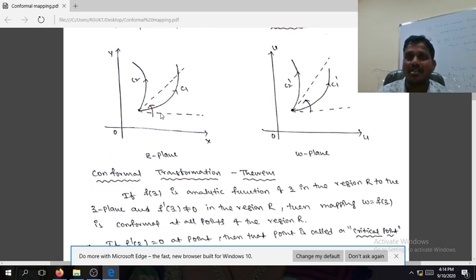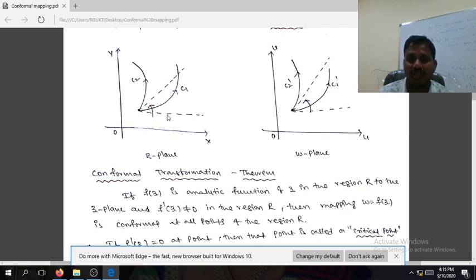Suppose now I concentrate on the angle between C1 and C2, and the angle between C1 dash and C2 dash. If you want to find the angle between two curves, you should identify the point of intersection, then draw the tangents to the curves. In the z plane, P is the point of intersection with coordinates x0 comma y0, and in the w plane P dash is the point of intersection with coordinates u0 comma v0. Okay, these are the tangents.